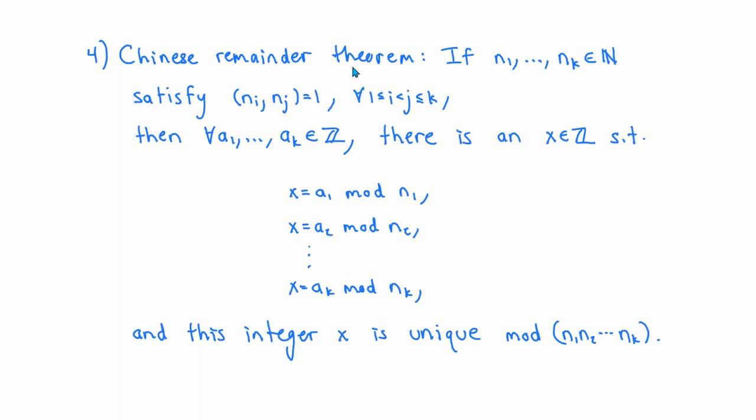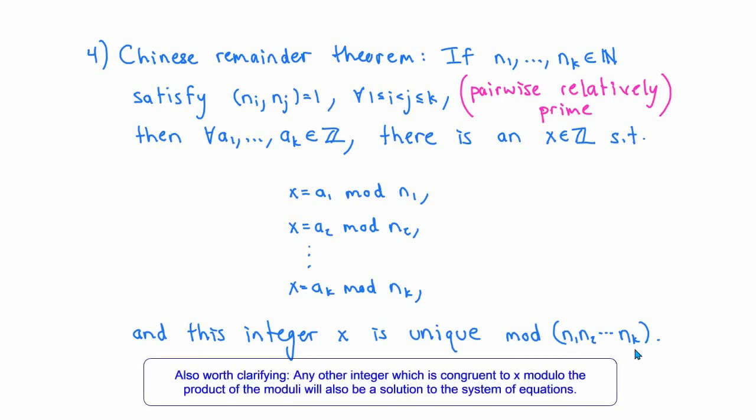Well, the Chinese remainder theorem says that if the moduli are pairwise relatively prime, which means that any 2 distinct moduli are relatively prime, then there's always an integer x which solves the system of equations, and furthermore, this integer x is unique modulo the product of the moduli.